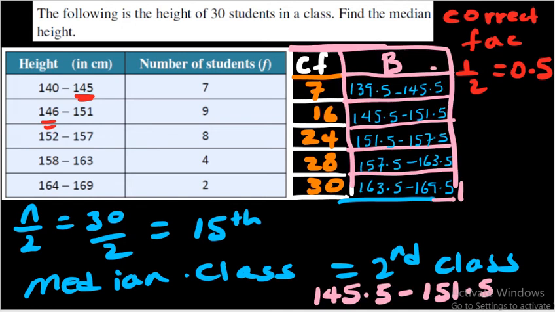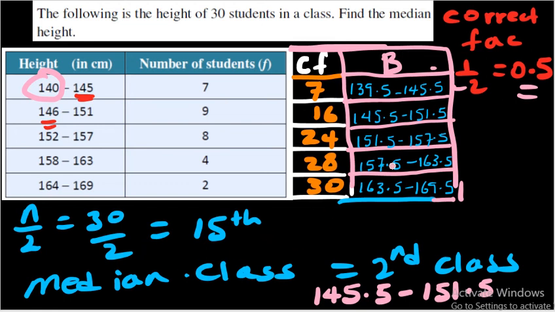So the correction factor, since it is 0.5, I'm going to add 0.5 to each upper class limit. That means the first class upper limit, as you see, is 145.5, and the second one is 151.5, 157.5. To each of them 0.5 will be added, but from the lower limit 0.5 will be subtracted. So 140, when you subtract 0.5, will be 139.5, and so on for each of them. So that's going to be the class boundaries.